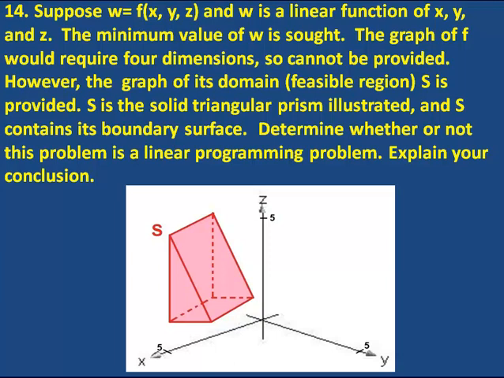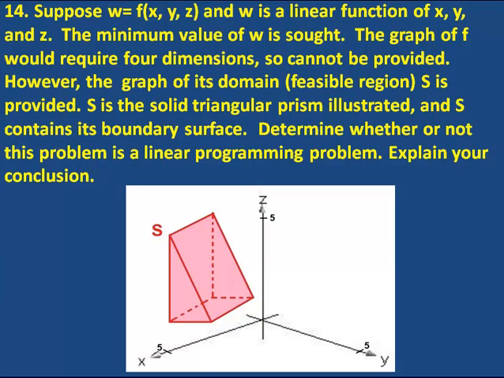Okay, and w is a linear function of x, y, and z. Okay, so actually, so far, this is a linear programming problem. The minimum value of w is sought. Yeah, it's an optimization question. More good news. The graph of f would require 4 dimensions, so cannot be provided. However, the graph of its domain, feasible region S, is provided.